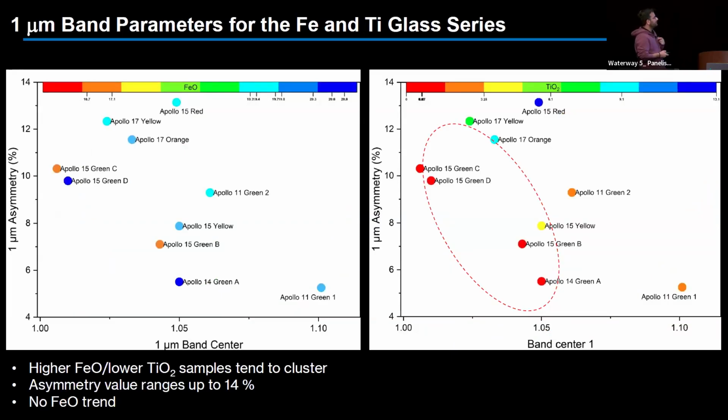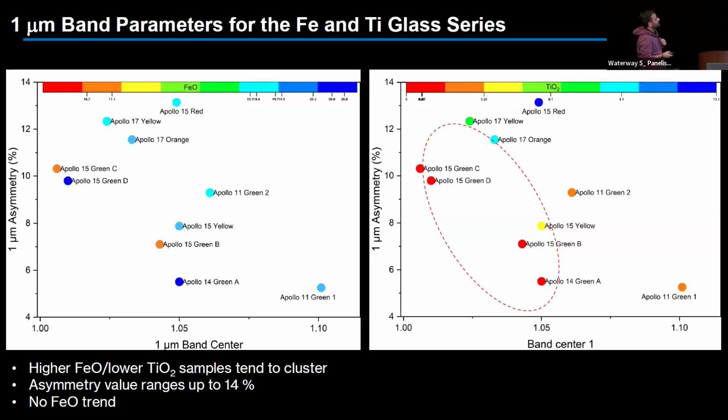So we plotted band center 1 against the 1 micron asymmetricity. Here you can see these two graphs are the same, but I put the color coding different. This is the iron composition color coding, and this is the titanium. You can see all the green glasses with 0 titanium are grouped together, and the higher FeO or lower TiO2 samples tend to cluster here.